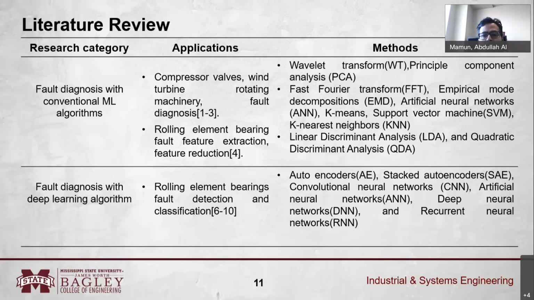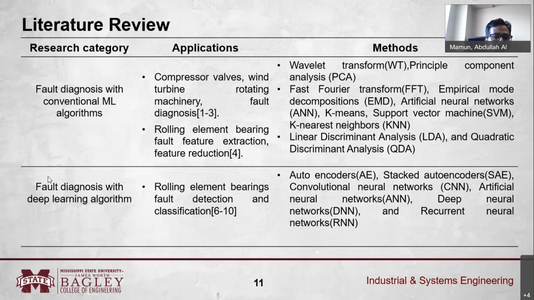And in that case, we can use different types of methods. I already mentioned the wavelet transform. This is a very popular tool for signal processing or fault diagnosis purposes. And then principal component analysis. Another very popular method is the fast Fourier transform, which is known as FFT. And artificial neural network. Actually, artificial neural network started quite a while before we started the deep learning concept like CNN. And then also linear discriminant analysis and quadratic discriminant analysis.